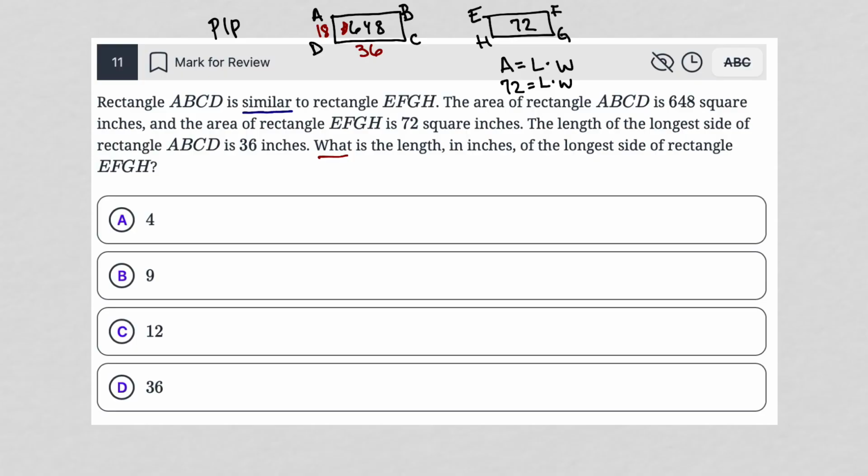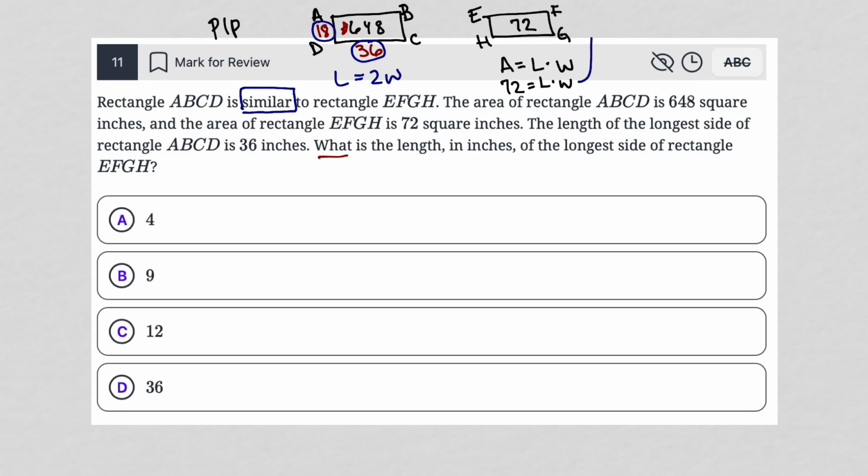Well, this word here is similar. So the fact that these rectangles are similar means that their side lengths are proportional. So I'm going to use that information in this way. Rectangle ABCD shows me that the length is 2 times the width, right? So L is equal to 2W, which means if rectangle EFGH is similar to rectangle ABCD, it should also have a length that is 2 times its width.